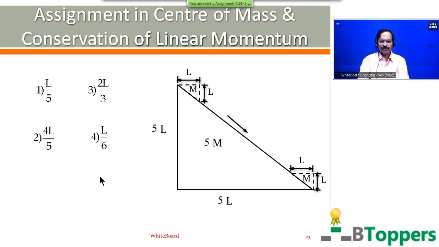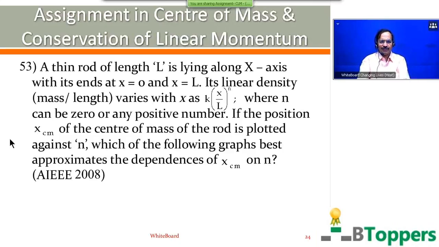I am going to show the next question on screen. See the question number 53. A thin rod of length capital L is lying along x-axis with its ends at x equal to 0 and x equal to L. Its linear density, mass per unit length, varies with x as k into (x by L) whole power n, where n can be 0 or any positive number. The position x_cm of center of mass of the rod is plotted against small n. Which of the following graphs best approximates the dependence of x_cm on n?